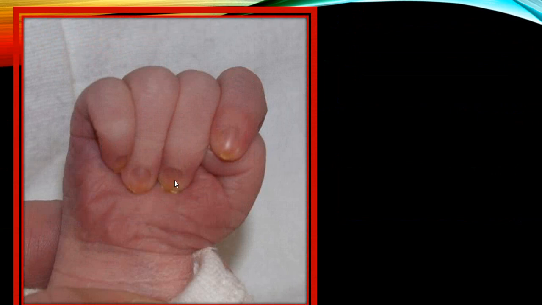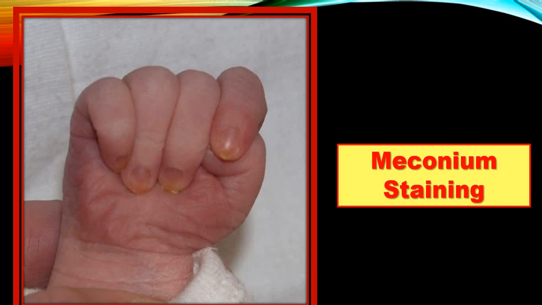What we can see in this picture is a fisted hand of a newborn, and there is a yellowish discoloration on long nails with wrinkled skin. So these long nails indicate this is a post-term baby with wrinkled skin, and the yellowish discoloration is due to meconium staining that happens in term or post-term babies.